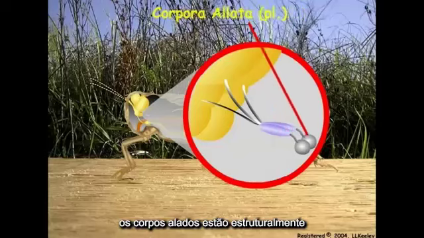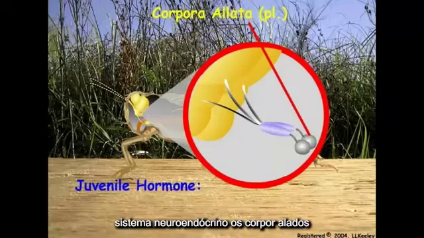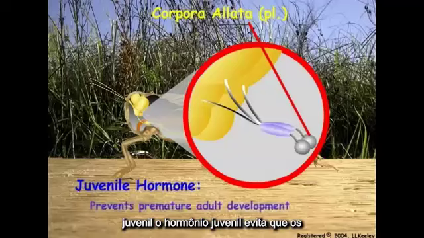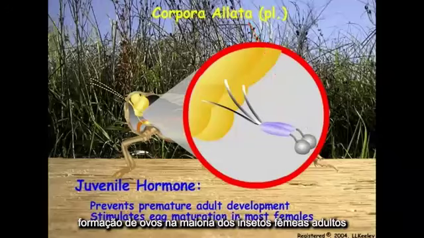The corpora lata are structurally associated near the corpora cardiaca, but they are not part of the neuroendocrine system. Corpora lata synthesize and secrete juvenile hormone. Juvenile hormone prevents immature insects from undergoing metamorphosis into premature adults during molting. Juvenile hormone also stimulates egg formation in most adult female insects.